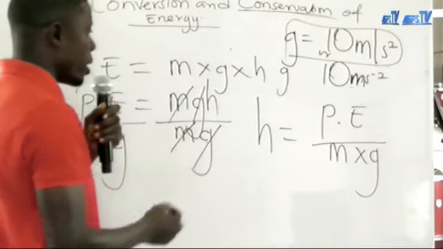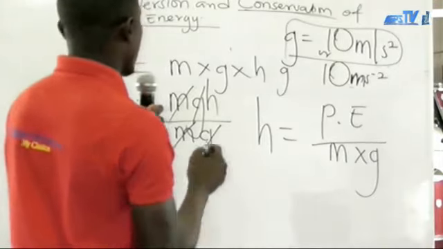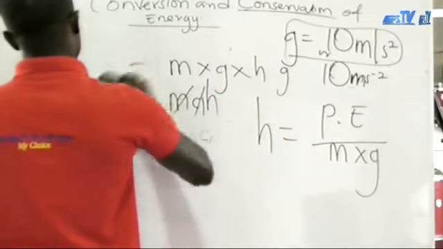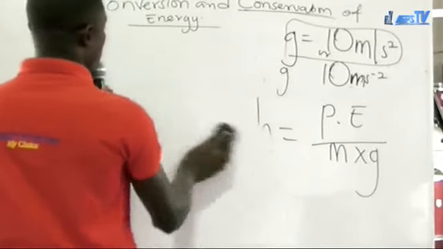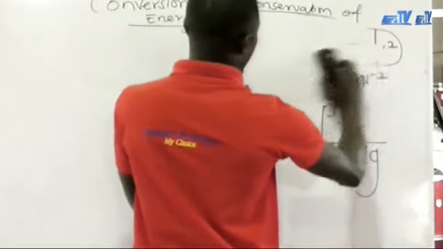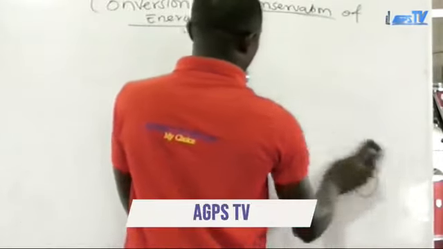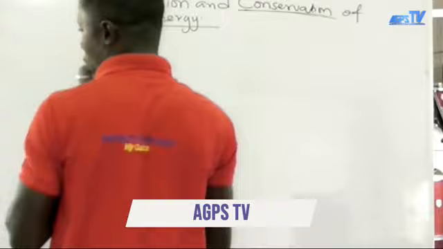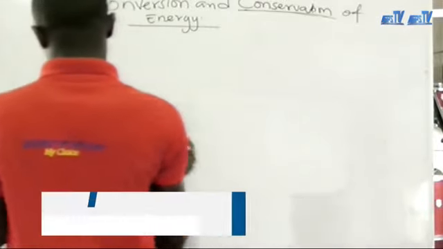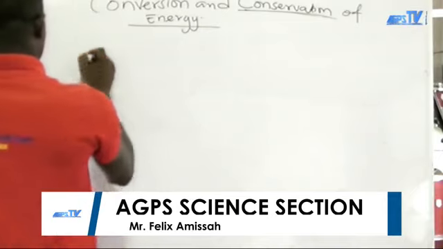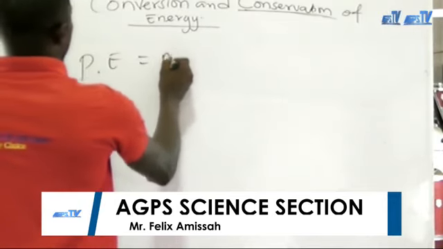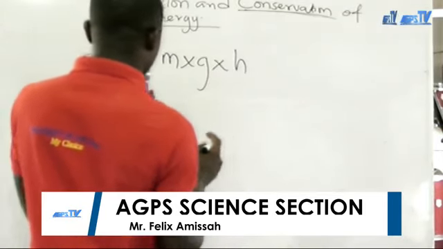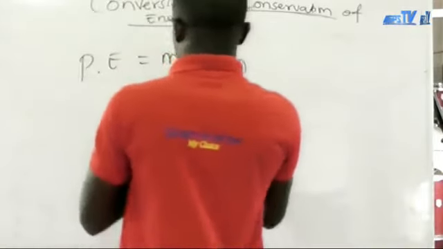If a question is given, take your time, read through the question and list down all the parameters. The parameters will help you to solve the question at ease. So assuming a question is given and you are told to find the potential energy. You all know that the formula for potential energy is mass times the gravity times height. Now we have to read through the question and list down the parameters.